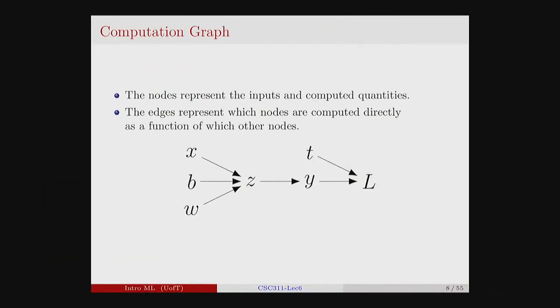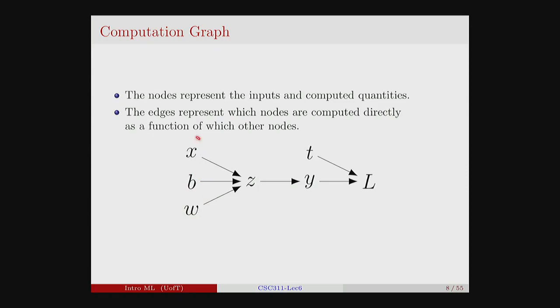So as I mentioned to you before, the nodes each represent inputs as well as computed quantities, and each edge represents which node is computed directly as a function of which other nodes. So if you were looking at a single node in the middle of the graph, to understand how you obtain that node, you only need to know the values of everything that is immediately to the left of it, all of its parents.